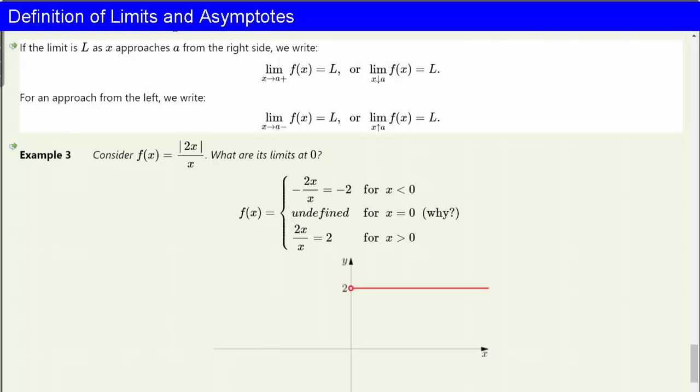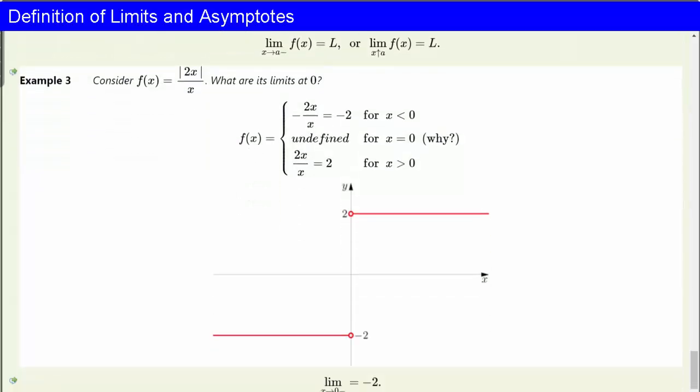Also, we will need to take account of the fact that we can approach a from either side. If the limit is L as x approaches a from the right side, we write the limit as x arrow a plus of f of x equals L. Or sometimes we use the symbol x downward pointing arrow a. For an approach from the left, we use the symbol x right pointing arrow a minus or x upward pointing arrow a.